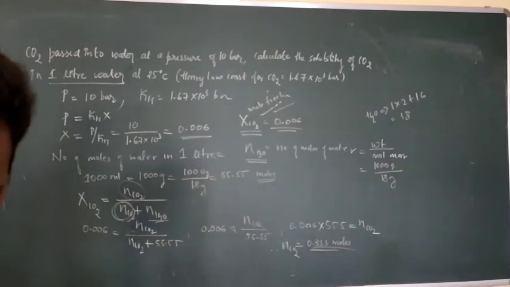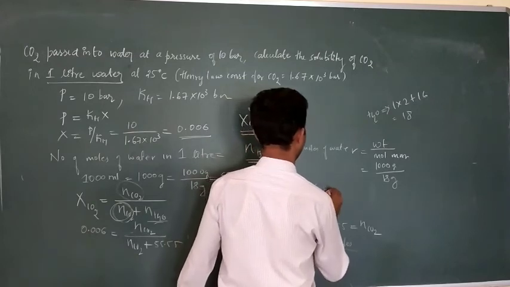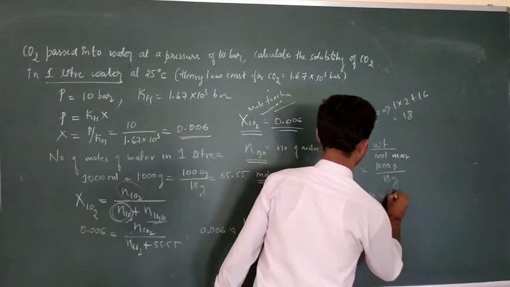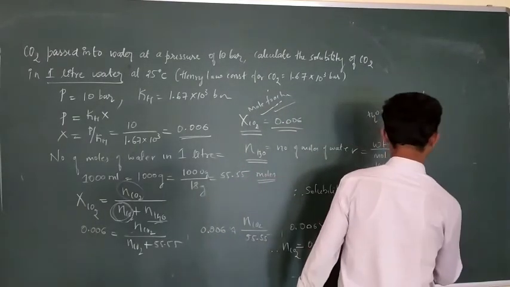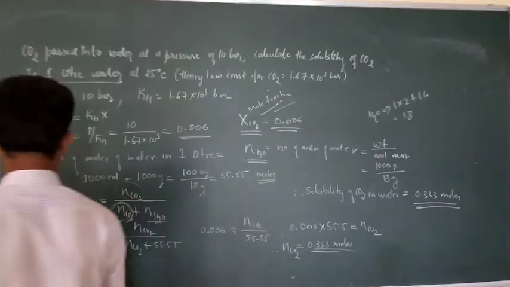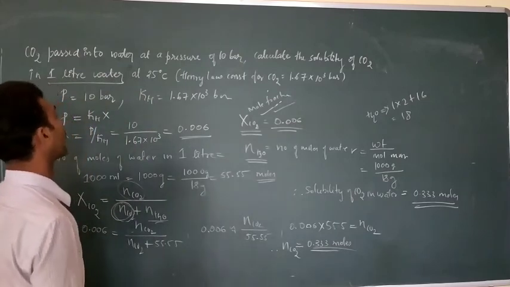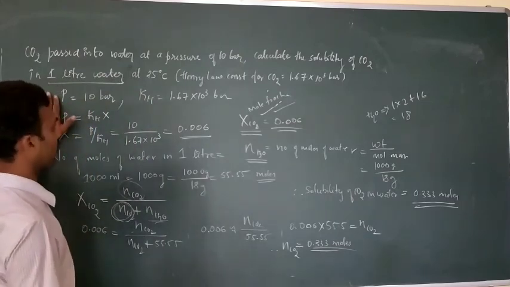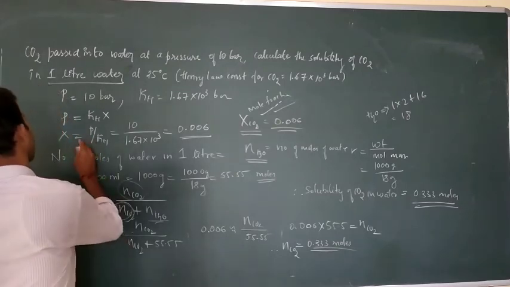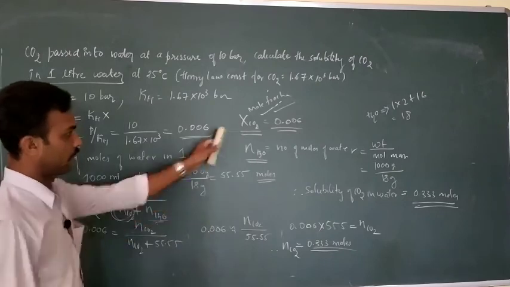Therefore, the solubility of carbon dioxide in water is equal to 0.33 moles. This is the value of NCO2, the solubility of carbon dioxide in water, which is 0.33 mole, right? So it is a simple problem: when the pressure and Henry's law are given, you can find the mole fraction of CO2, that is 0.006, X CO2, right.